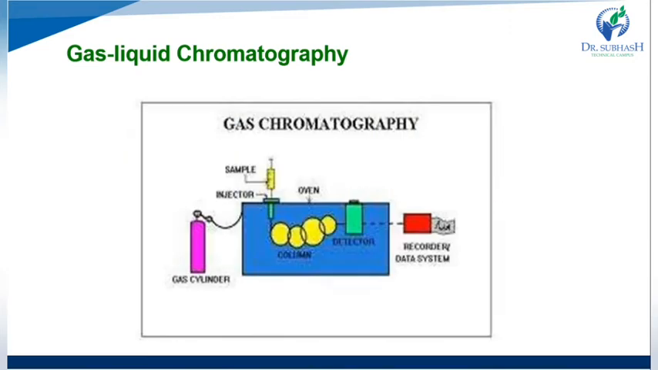So this is the figure of the gas chromatographic technique or gas liquid chromatographic technique. One cylinder here, one sample injector, then the injector site, then gas is applied, and then the sample is detected in the detector, and after that it generates the chromatogram.